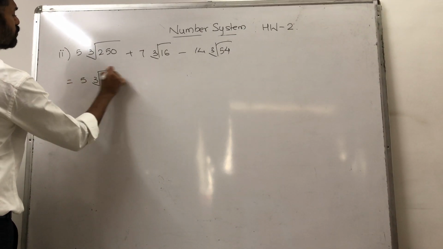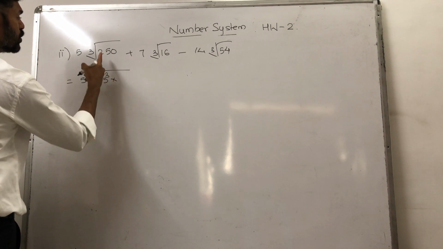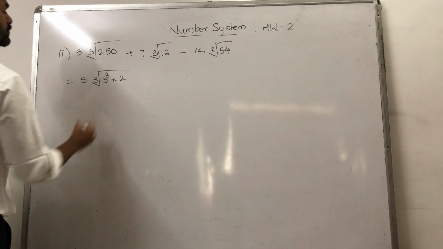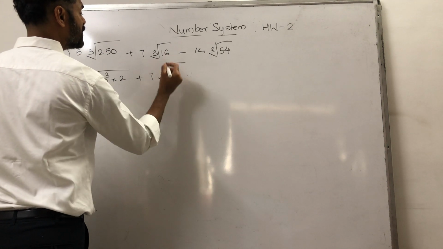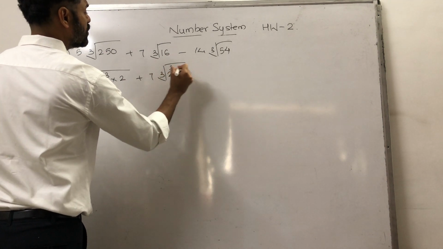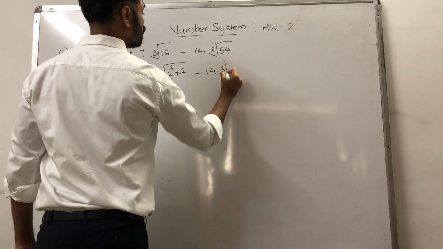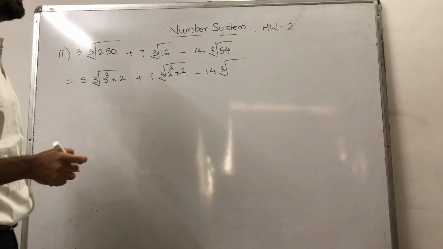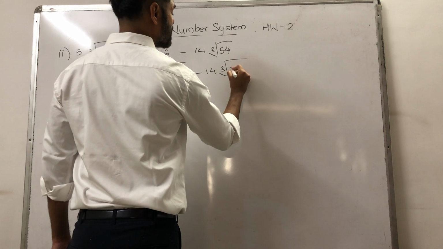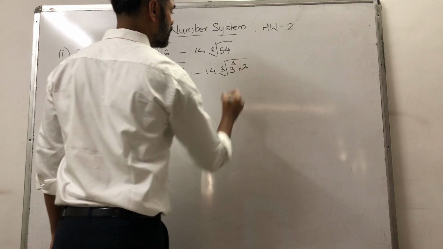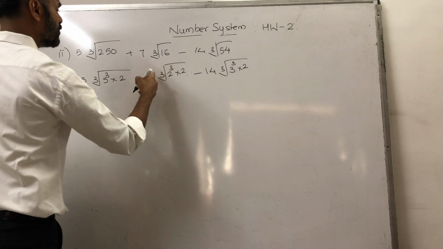Now the biggest perfect cube factor of 250 is 125. 125 is 5 cube and 250 is 125 into 2. Same way the biggest perfect cube factor of 16 is 8. 8 2s is 16. We can write 8 as 2 cube. The perfect cube factor of 54 is 27. 27 into 2 is 54. We will express 27 as 3 cube into 2. Why are we expressing it in cube? Because we have cube root.